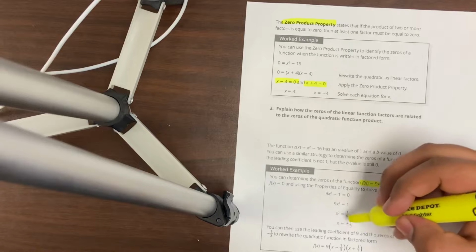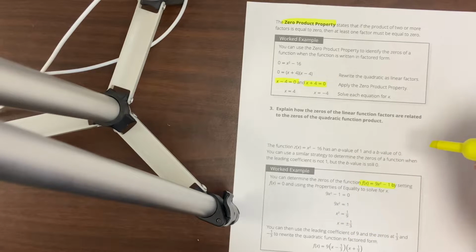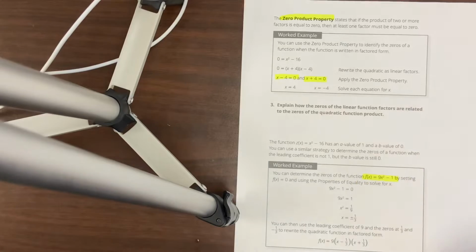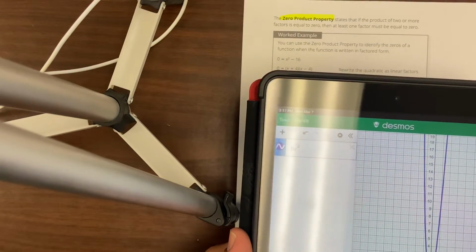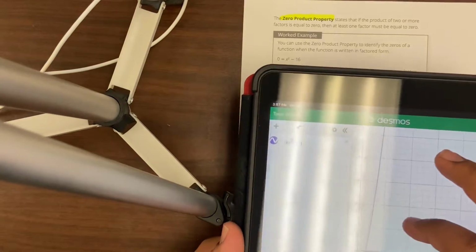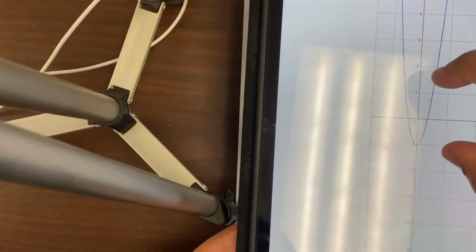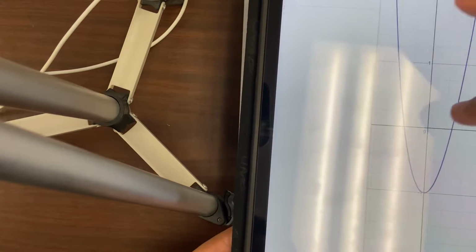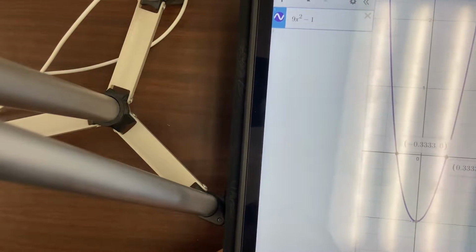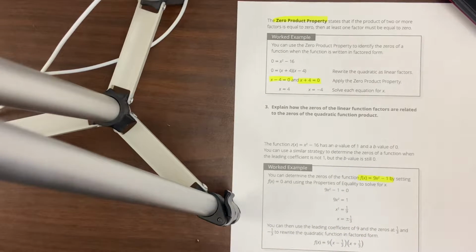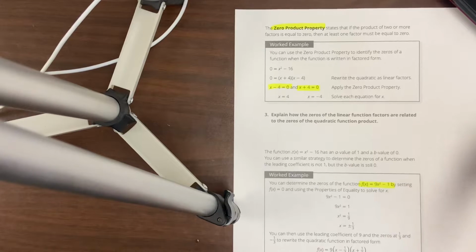Right here they solved. When they take the square root, it's plus or minus 1/3. Let's graph this correctly. So I'm going to put 9x squared minus 1. Let me zoom in a little bit. We're not going to like this. Yeah, it's 0.3333, which is kind of hard. Negative 0.333 and 0.333 positive, which is what they have right here, plus or minus 1/3, which is also my, how can we say it, my zero, okay?